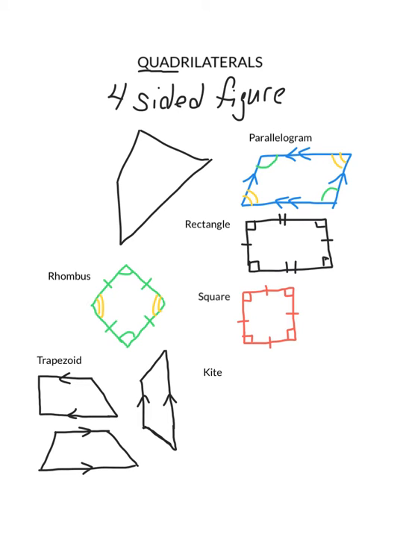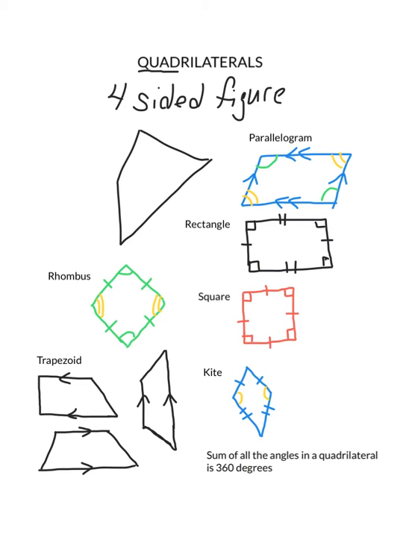Lastly, in my quadrilateral category, I'm going to look at kites. Yes, it's something that you fly outside, but it is also something that can look like this. A kite has two congruent sides up here and two congruent sides down here. Also, when you have a kite, this angle is congruent to this angle. The other angles are not congruent. So a kite looks like what you would think of as a kite.